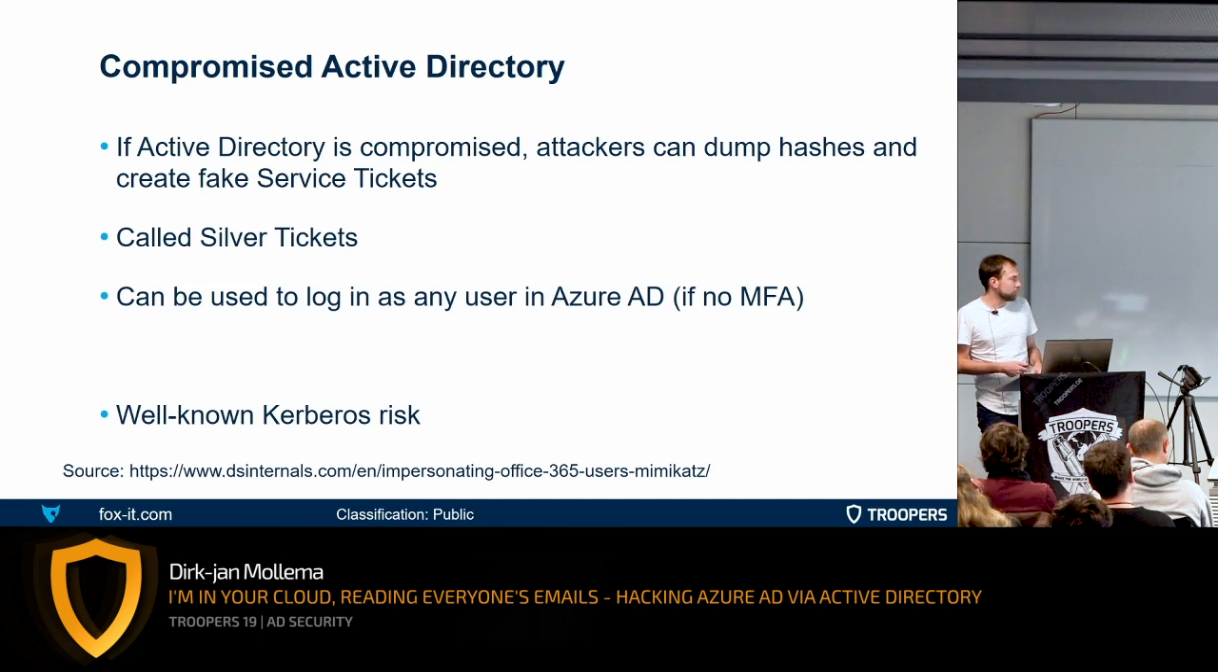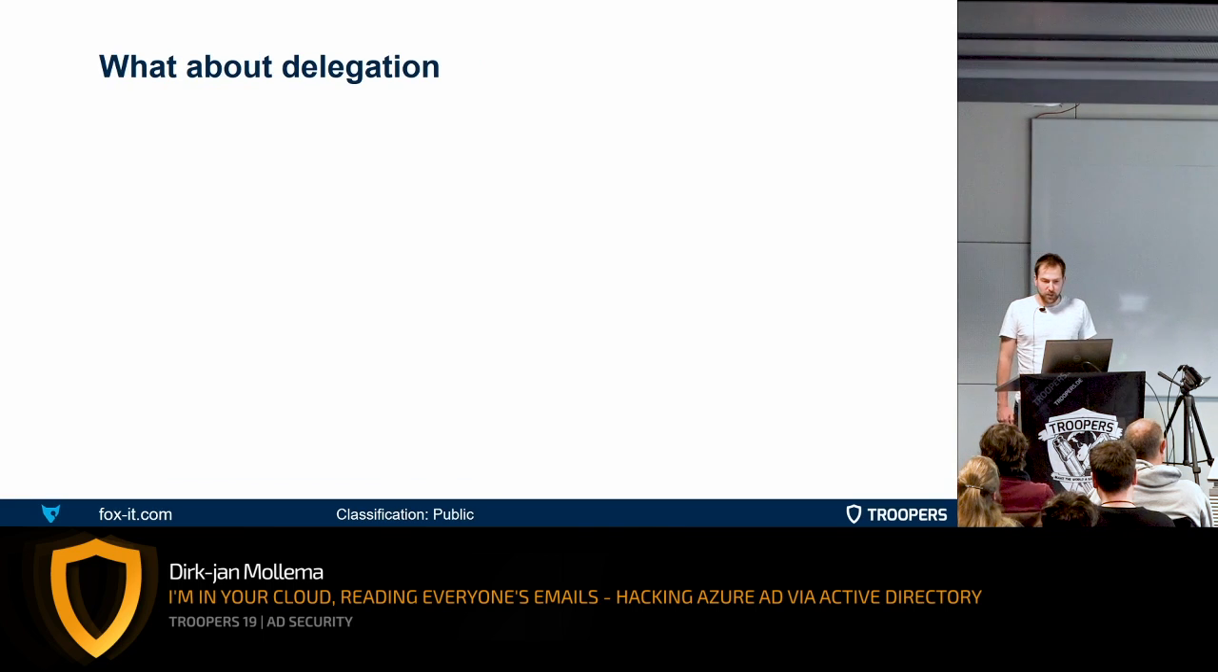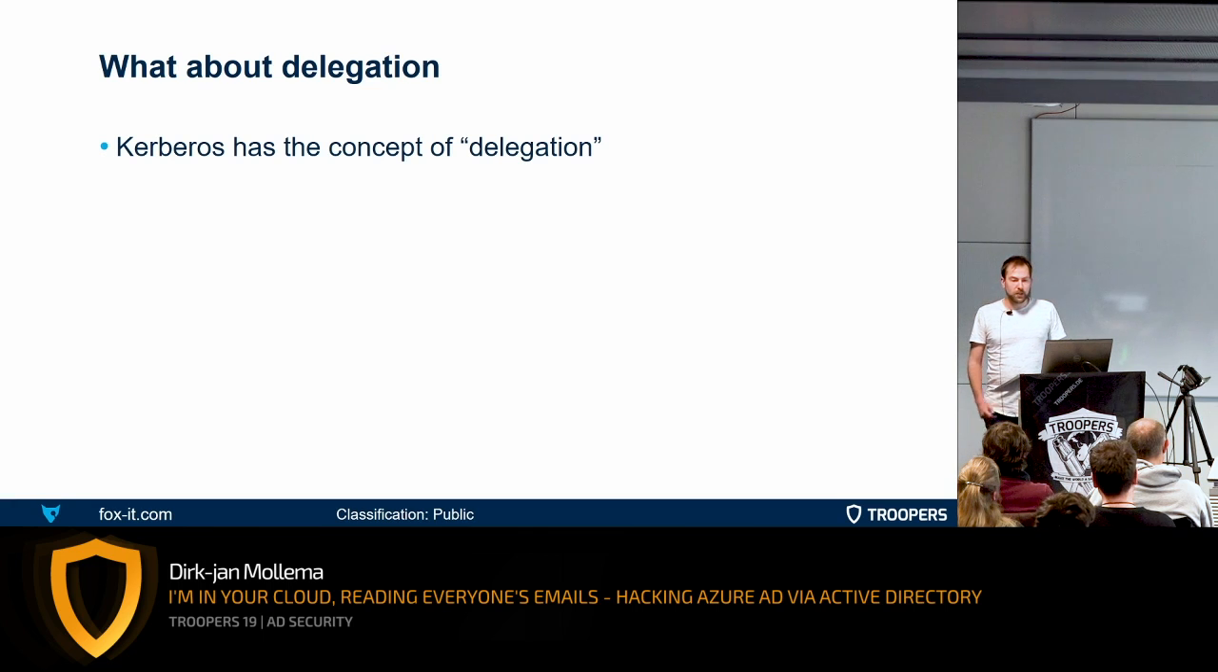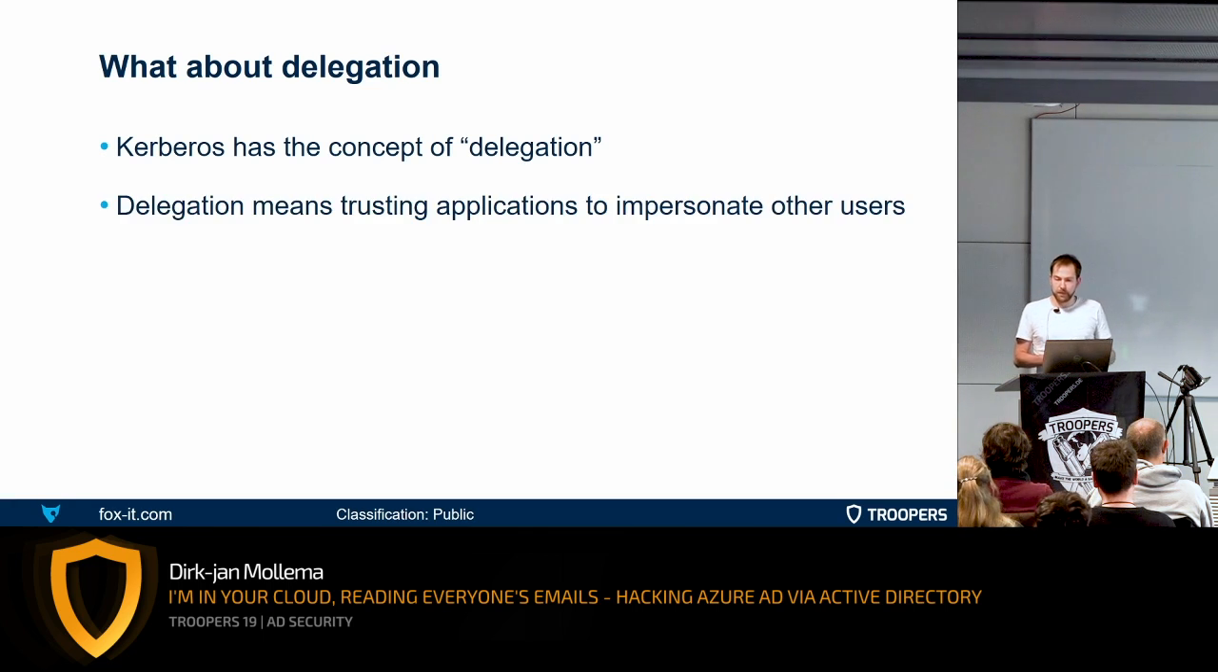Silver tickets are, I think, by now quite a well-known Kerberos risk, and this was documented about 1 month after this feature came out, so nothing new here. But there's more Kerberos stuff, and this is where it gets even more technical. I'll try to keep it short, because if I explain all of Kerberos, we'll still be standing here tomorrow, I think. So Kerberos has the concept of delegation, and delegation pretty much means trusting applications to impersonate other users.